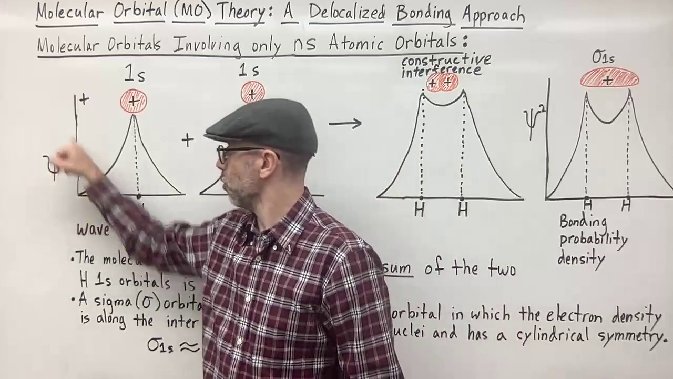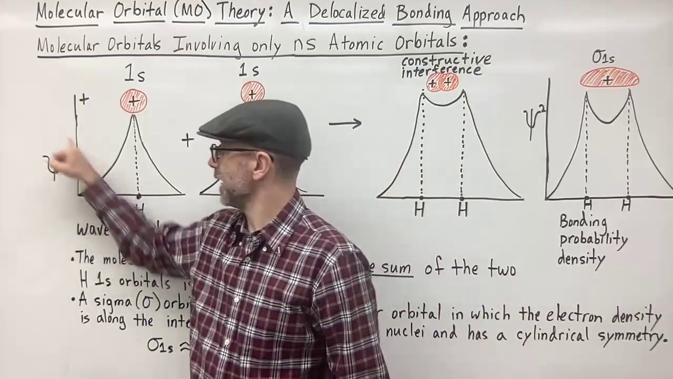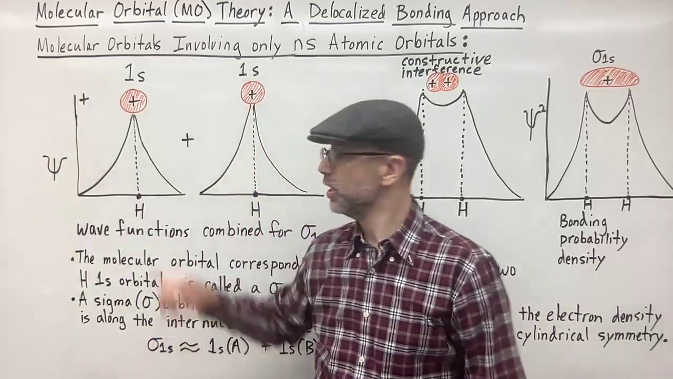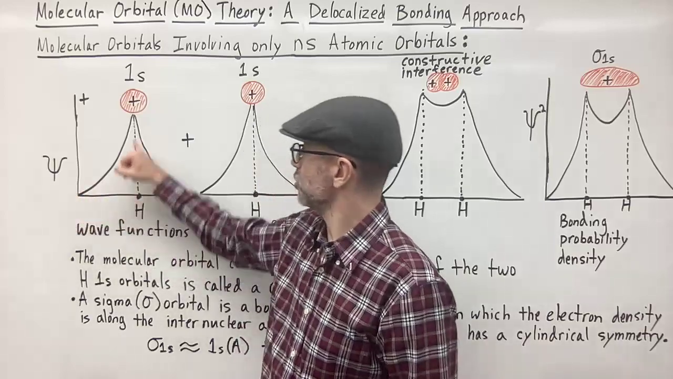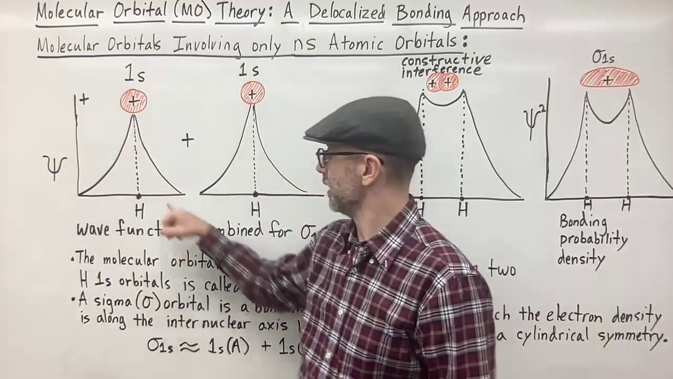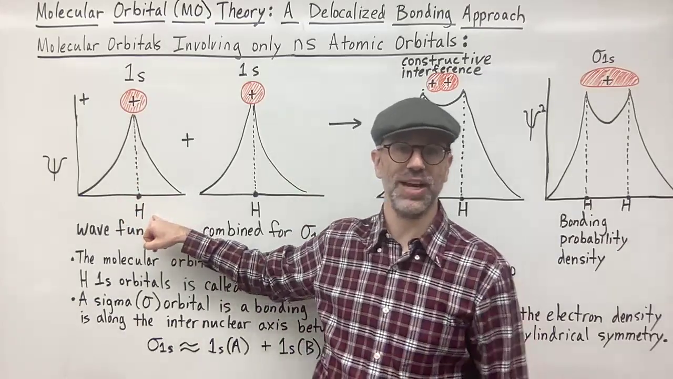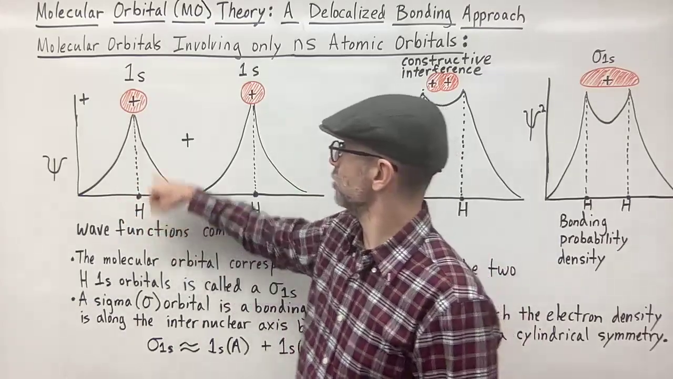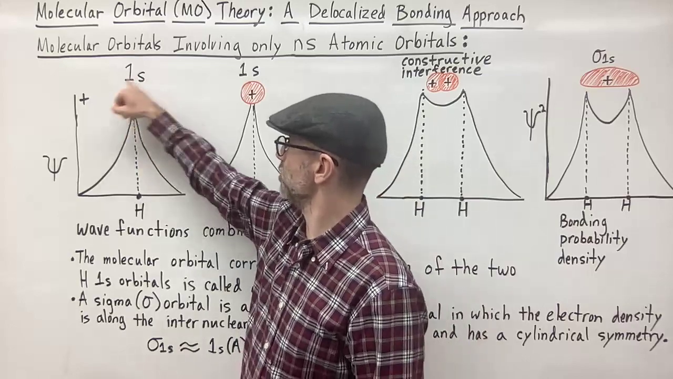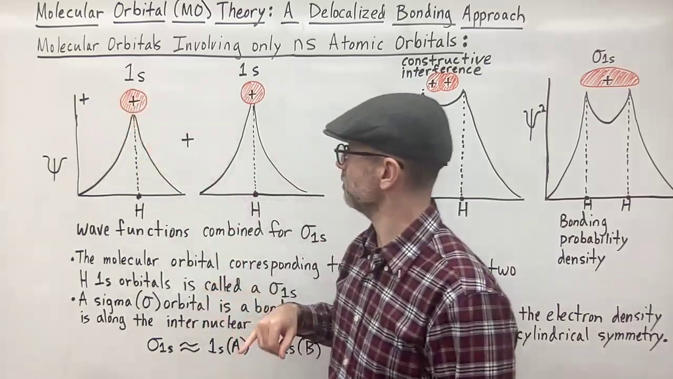Psi here represents the wave function. So here we have the wave function of the electron in the hydrogen. This is our hydrogen, let's say hydrogen A, and this electron is in the 1s orbital. So here's the 1s orbital for the hydrogen.